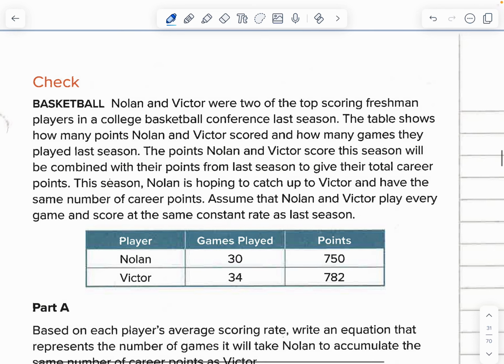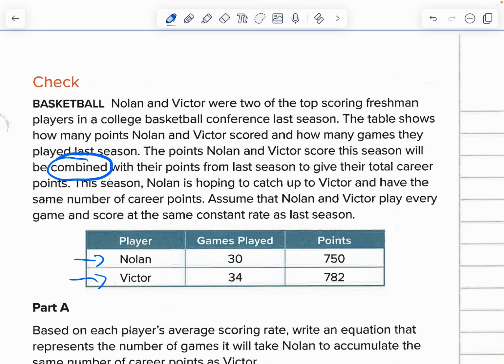The next one says basketball. Nolan and Victor were two of the top scoring freshman players in the college basketball conference last season. The table shows how many points Nolan and Victor, so we have Nolan, we have Victor, scored and how many games they played last season. The points Nolan and Victor scored this season will be combined with the points from last season. So combined, wouldn't that mean that they added to it? Okay, from last season.